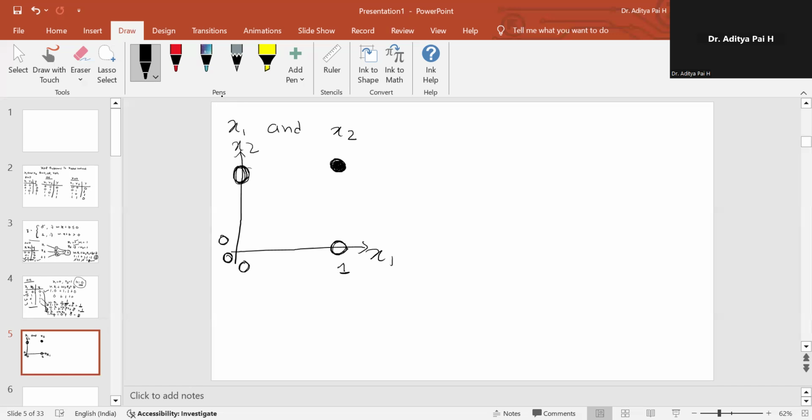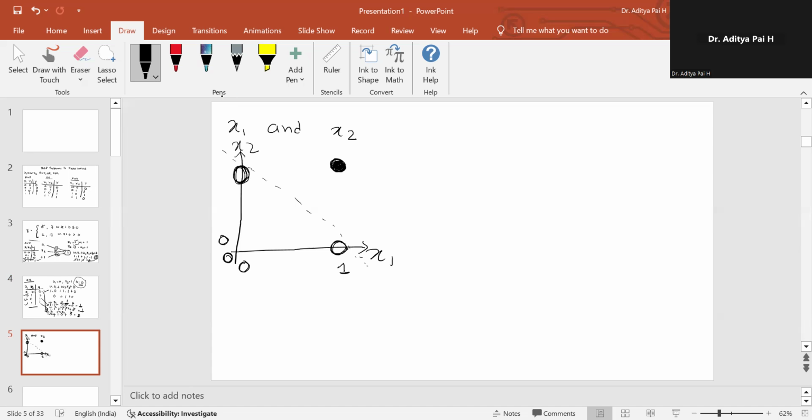Now, what does it say? If your x1 is 1 and x2 is 0, then the output is 0. If your x2 is 1 and x1 is 0, your output is 0. If both x1 and x2 are 0, still it is 0. But if both x1 and x2 are 1, then it is 1. So I am putting a linear line here, which shows that anything below this is 0 and anything above this is 1. So that is how you can easily make the classification.